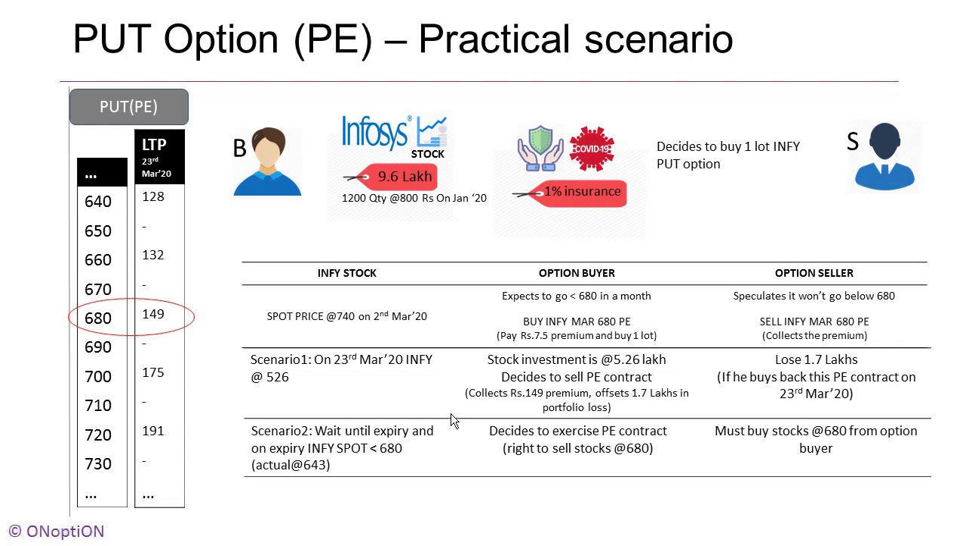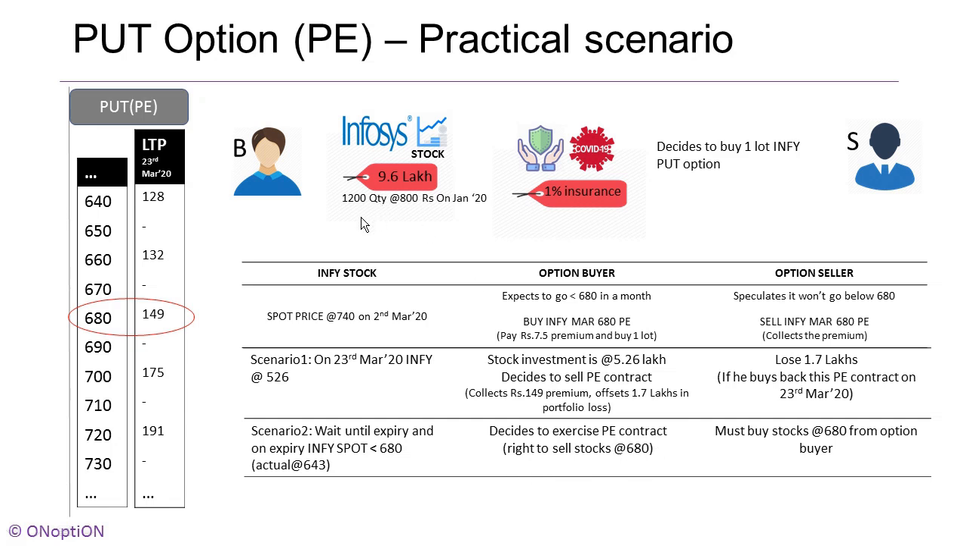Suppose they did not close this contract, and the buyer waited until expiry. On the day of expiry, INFI was trading around 643 rupees, which is still according to his expectation, that is less than 680 rupees. So in this case, the buyer can decide to exercise his PE contract. That means he has the right to sell INFI stocks at 680 rupees.